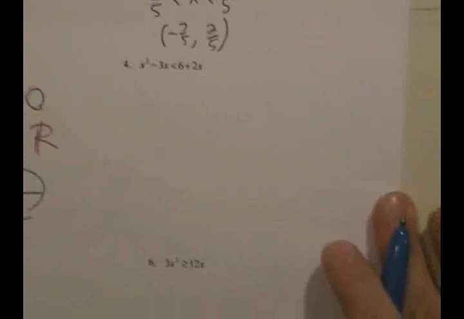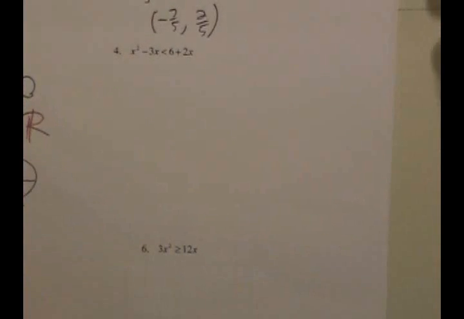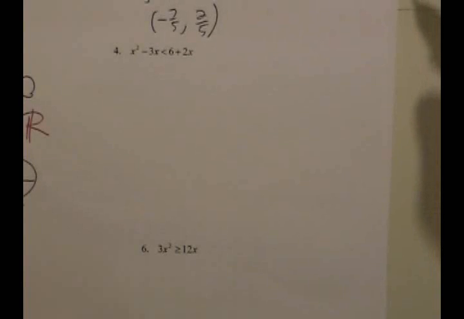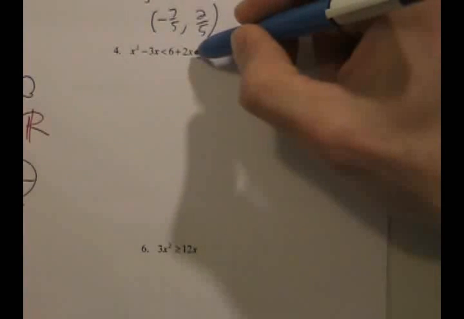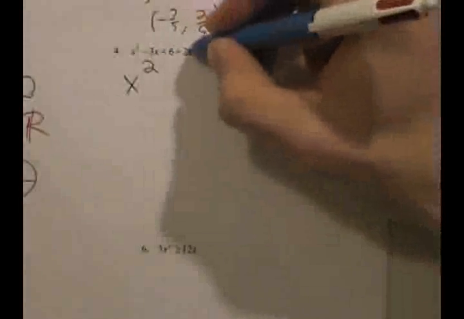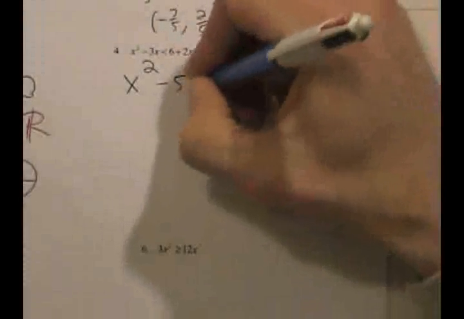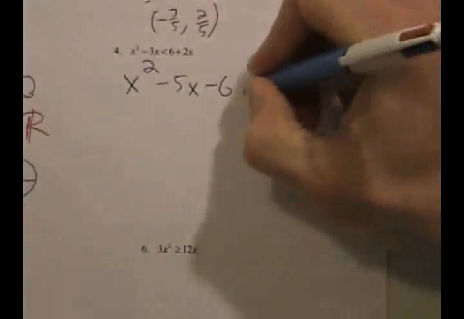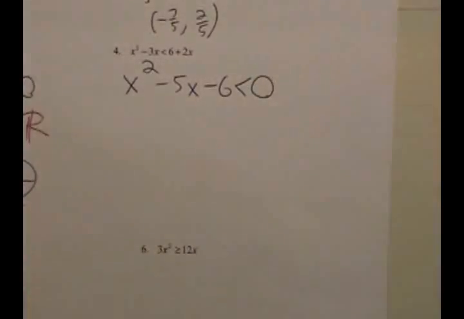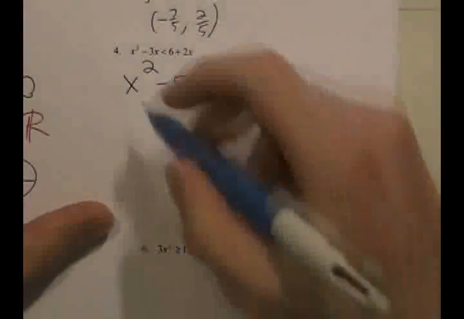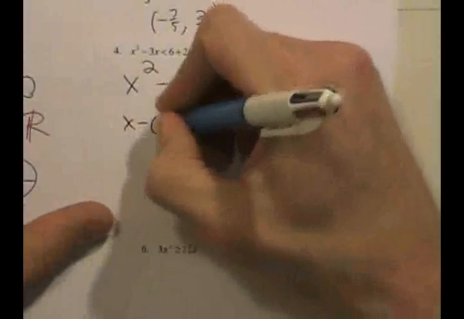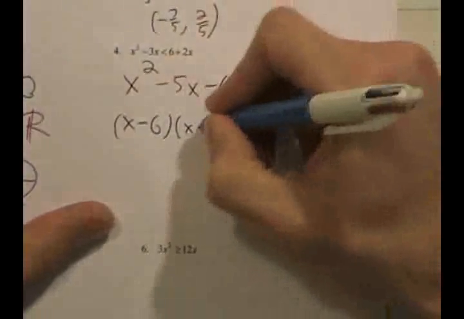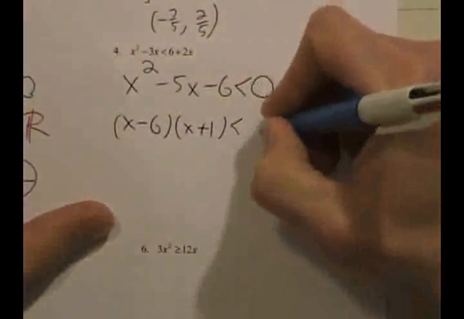Alright, number 4. That says x squared minus 3x is less than 6 plus 2x. So we're going to bring the right-hand terms over to the other side, and that'll give us x squared, minus 3x minus 2x is minus 5x, minus 6 is less than 0. And this factors into x minus 6, x plus 1 is less than 0.